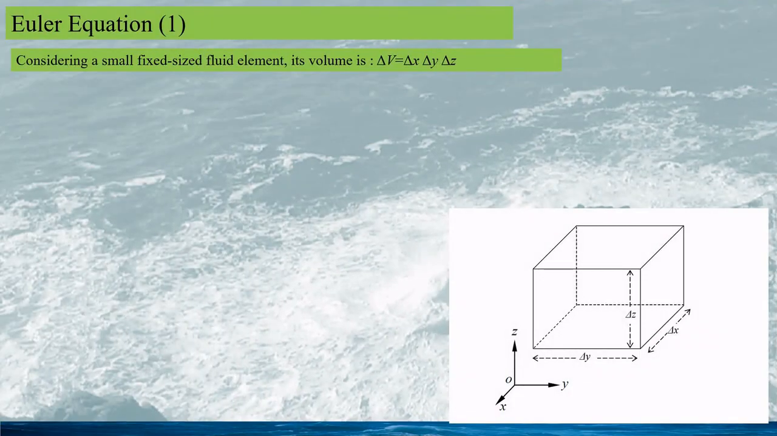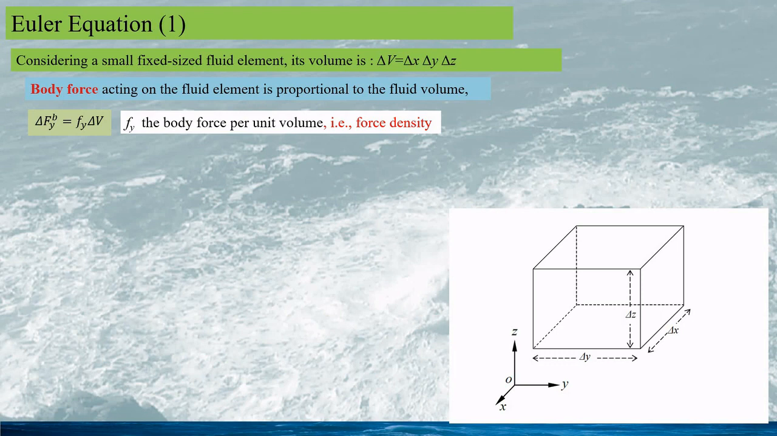Now we can look at the momentum equation for fluid motion. For the fluid momentum, the forces acting on it can be separated into two different types of forces, the body force and the surface force. The body force acting on the element is proportional to the fluid volume. It is calculated as this. For instance, the fluid gravitational force is one body force for the fluid.